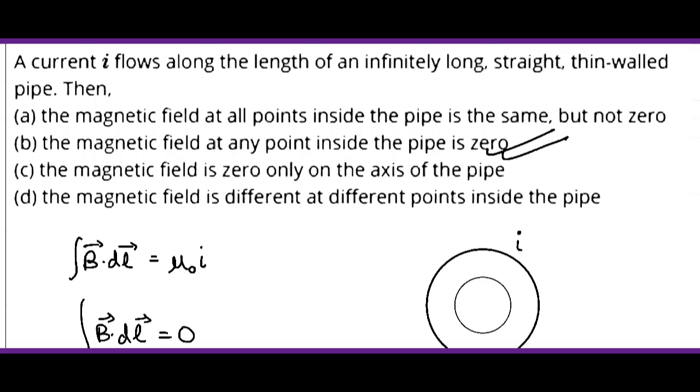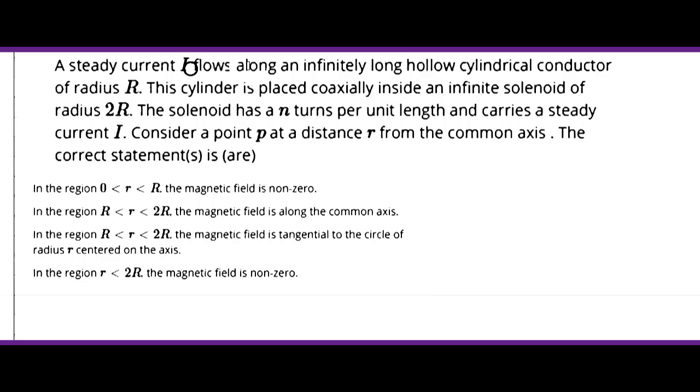Thank you. The given question is: a steady current I flows along an infinitely long hollow cylindrical conductor of radius capital R. This cylinder is placed coaxially inside an infinite solenoid of radius 2R. The solenoid has n turns per unit length and carries a steady current capital I. Consider a point P at a distance small r from the common axis. The correct statements are, so these are the statements, 4 statements here given. Statement A, B, C and D, and we have to check which of the statements are correct.